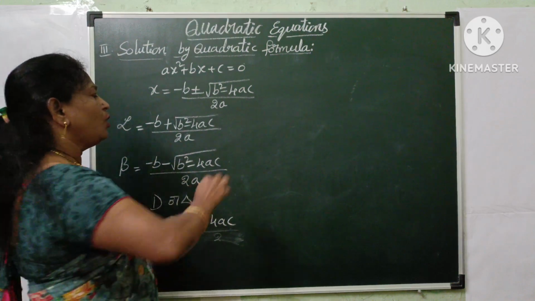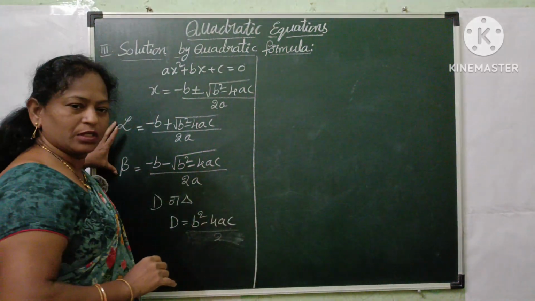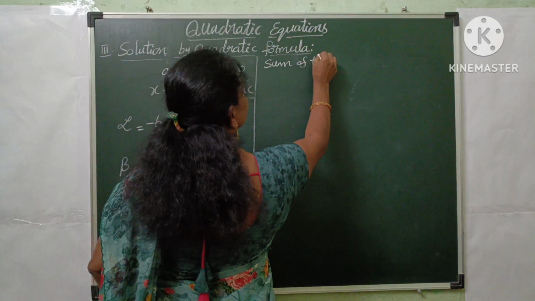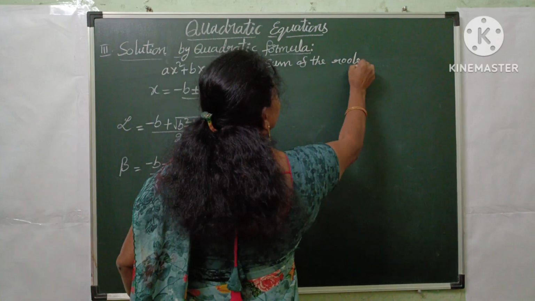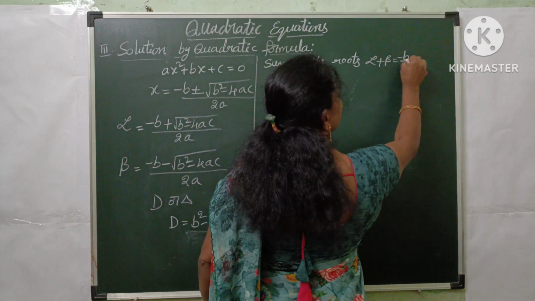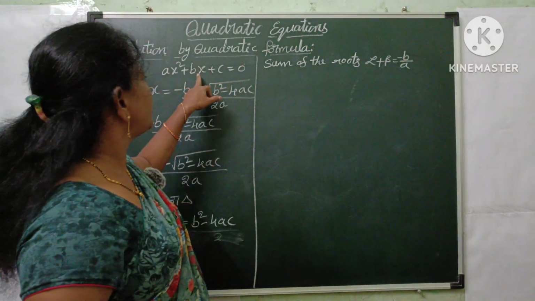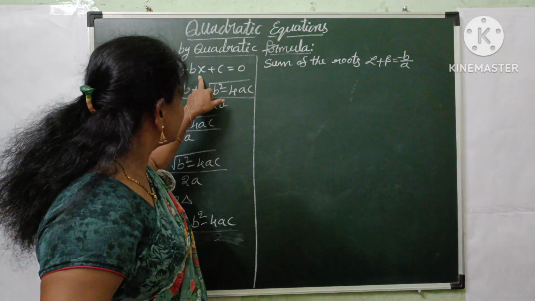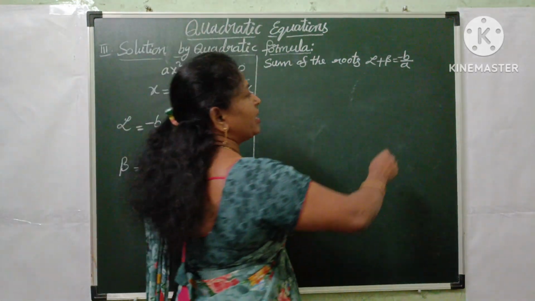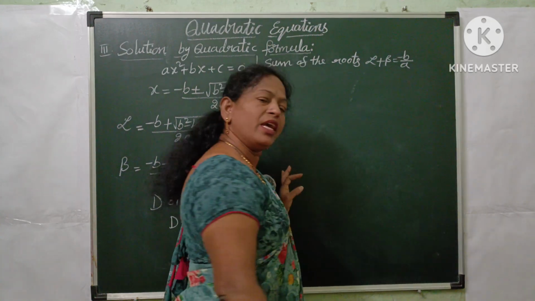Okay. Next, sum of the roots. These are the two roots. Yes or no? So the sum of the roots, alpha plus beta equal to minus b by a. Here minus b by a, b is the coefficient of x and a is the coefficient of x square. So minus coefficient of x by coefficient of x square.